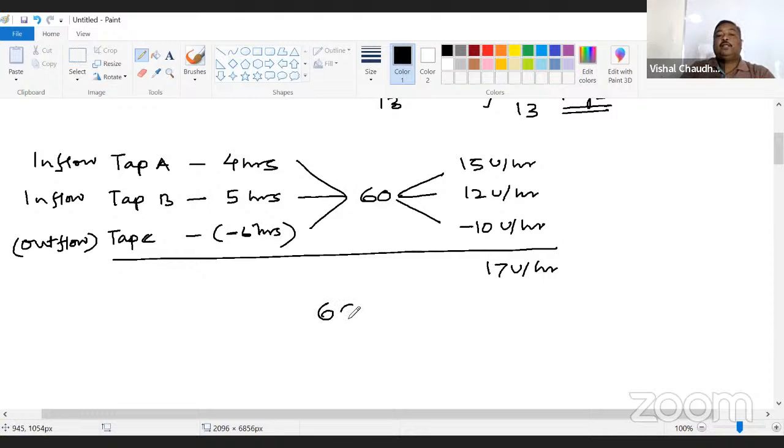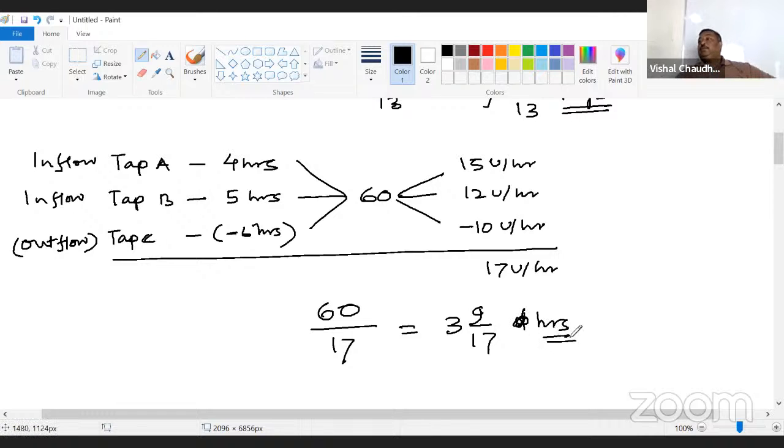Number of hours to fill the tap will be 60 by 17, 17 3 is 51, 9 by 17 hours. Did you get my point, everyone? Is it okay?